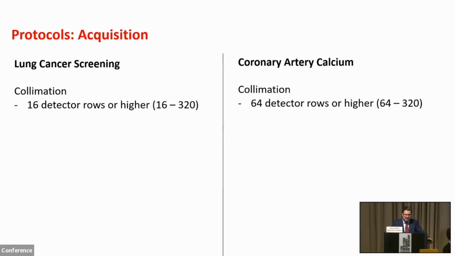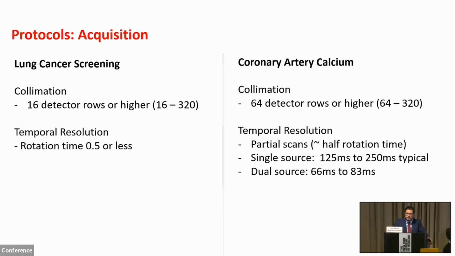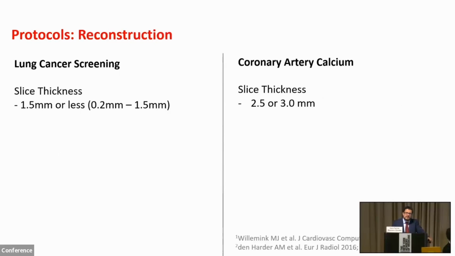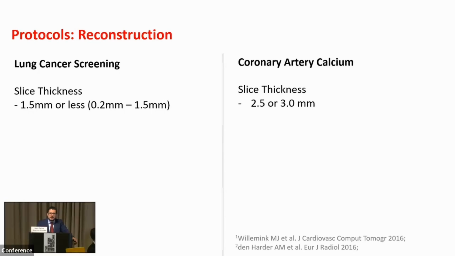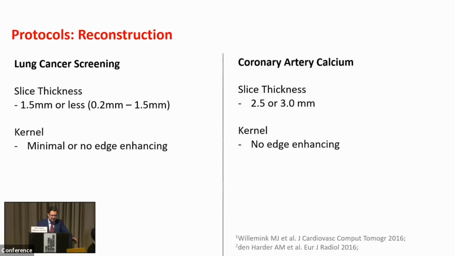In terms of collimation, again, very compatible, although for cardiac CT the threshold tends to start at 64 detector rows. Temporal resolution, of course, is important for both. It is definitely stricter for coronary artery calcium, where you use the idea of the partial scan, so the temporal resolution tends to be much higher than for lung cancer screening. That's not to say lung cancer screening wouldn't benefit from higher temporal resolution. In terms of reconstruction, slice thickness is also a consideration. For lung cancer screening, we have systems that can provide 0.2 millimeter slice thickness, and all the way to 1.5 tends to be the recommendation. Coronary artery calcium is pretty universal, 2.5 to 3.